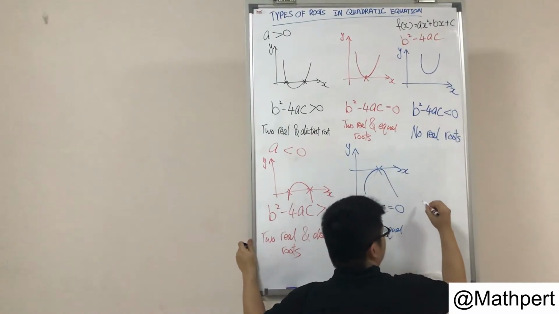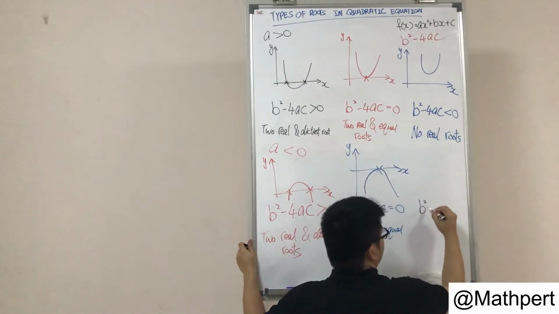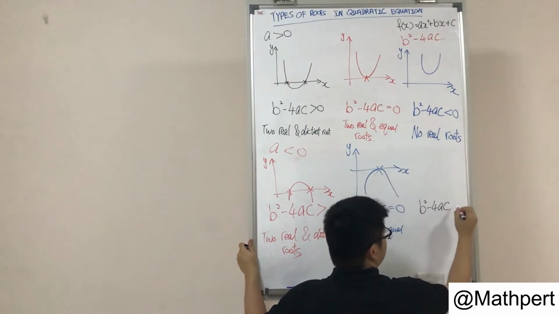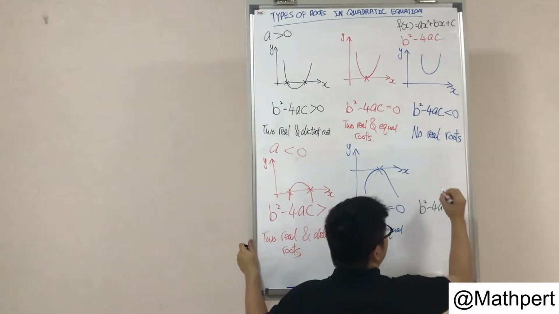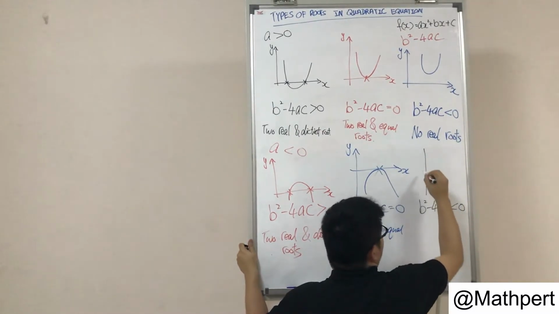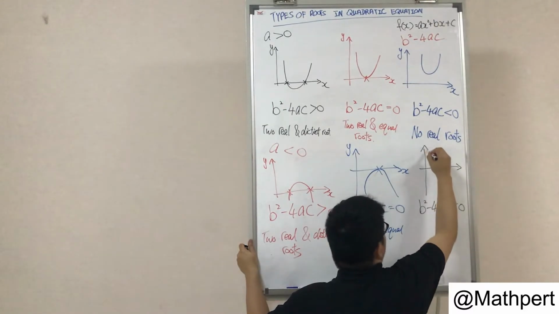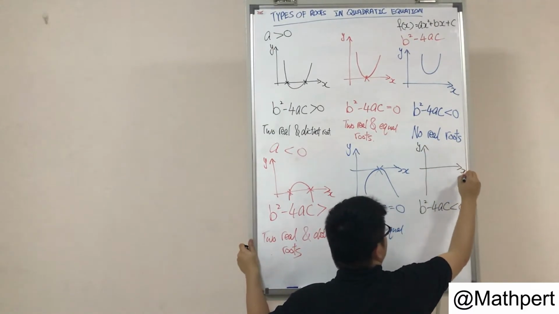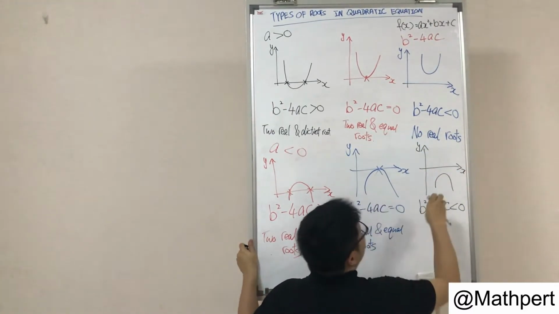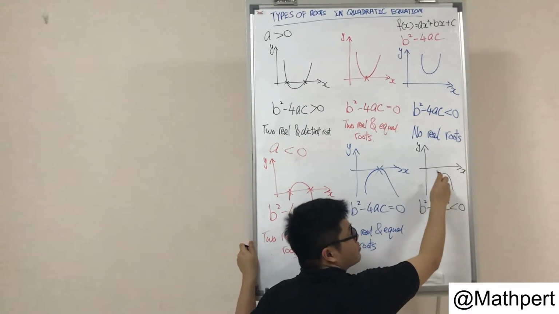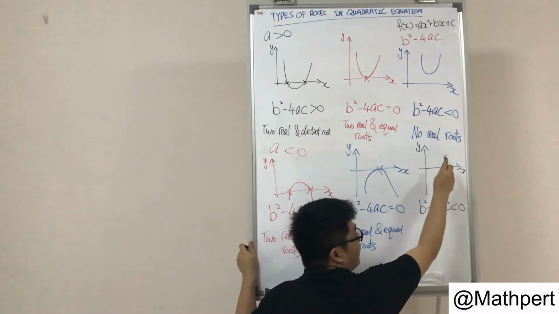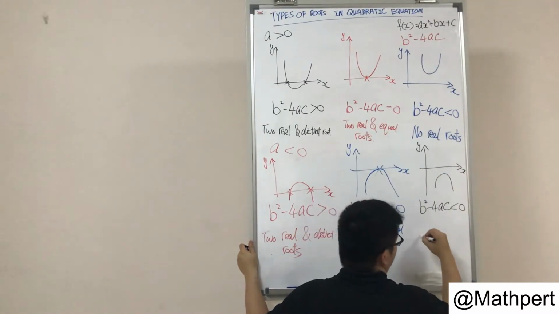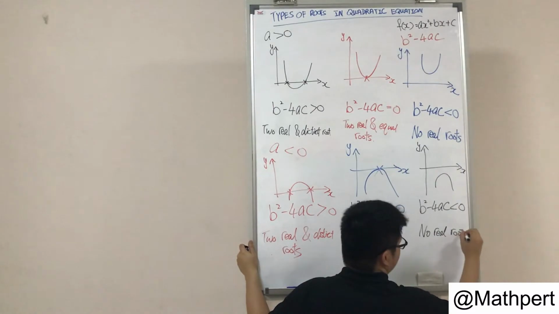And when b squared minus 4ac is smaller than 0, the graph is like this: y-axis, x-axis. The quadratic equation does not intersect the x-axis, so there are no real roots.